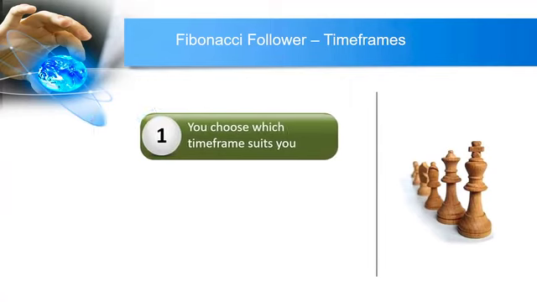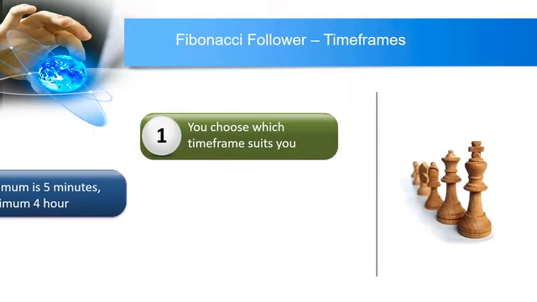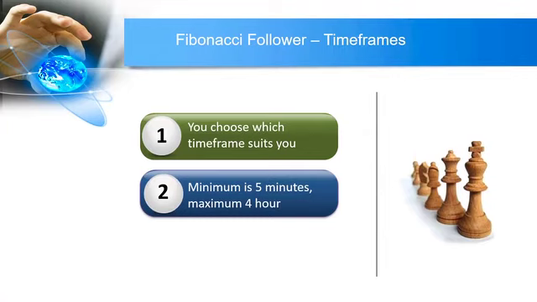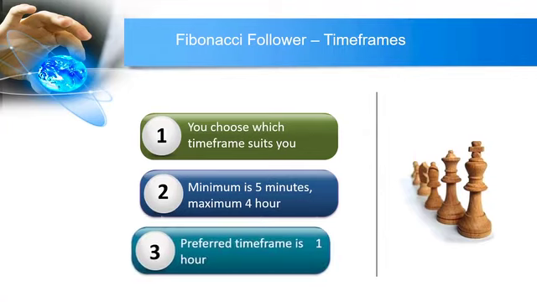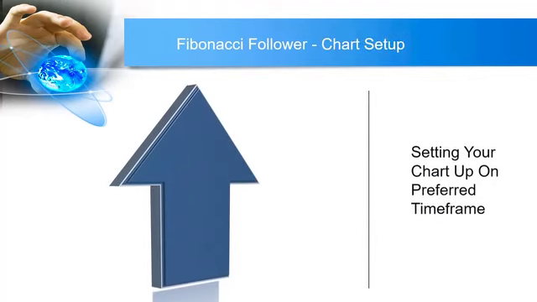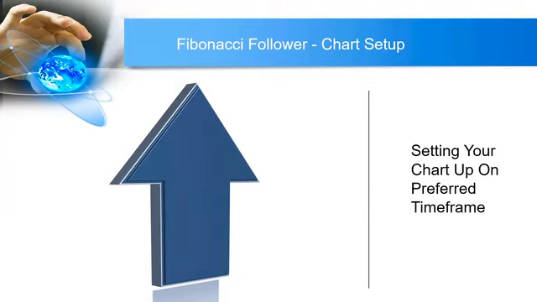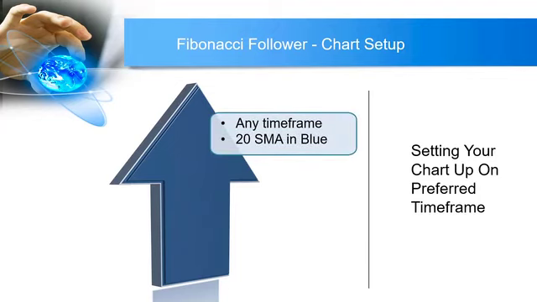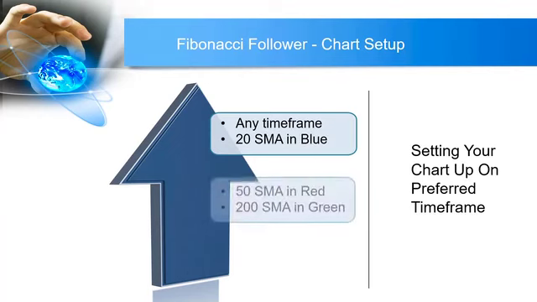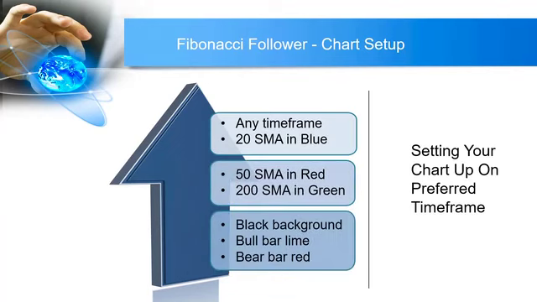The time frames. Well, you can choose which time frame suits you around your job. The minimum is 5 minutes and the maximum is 4 hours. But the best time frame is the 1 hour time frame. Again, whatever your lifestyle is, you can use this around it. To set your chart up, you go to the preferred time frame and you put on a 20 simple moving average in blue, a 50 in red and a 200 in green. You have a black background, the bull bars are lime and the bear bars are red, and we've shown you how to change the look of the MetaTrader to do that very easily. We've also shown you in the indicator section how to bring on a moving average, but we will do it again when we set this up in this module.